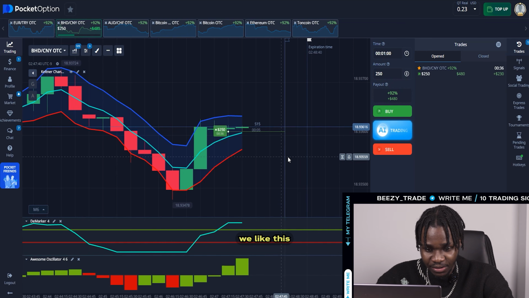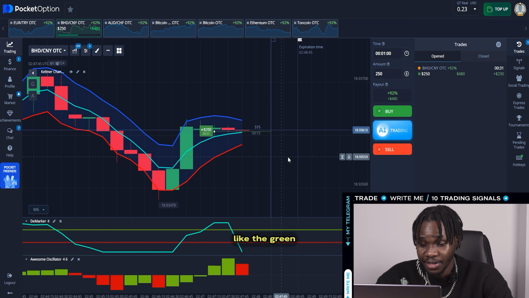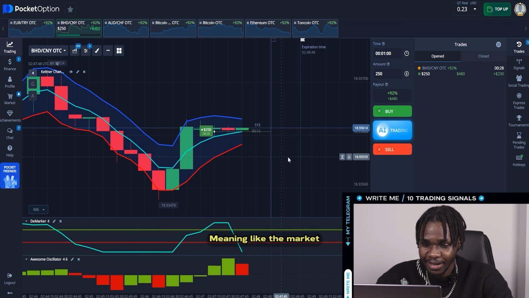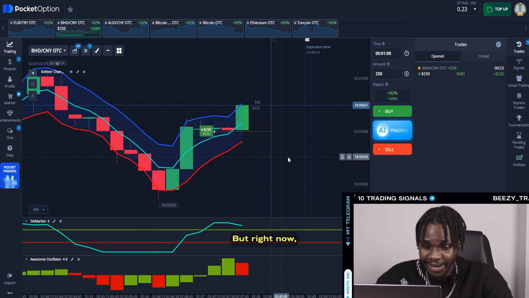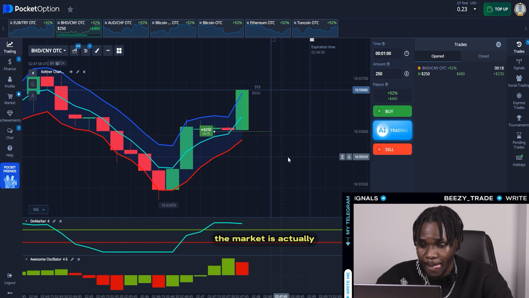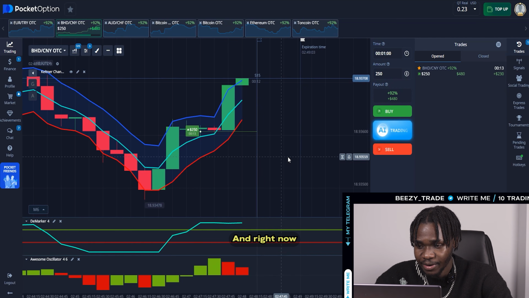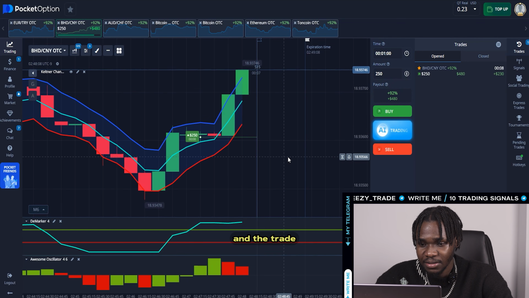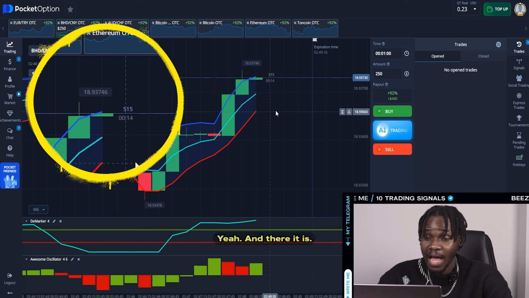As you can see, even this awesome oscillator shows the green candles are going up, meaning the market is going up. If the red is pointing down, meaning the market is going down. But right now, as you can see, they're going up, meaning the market is going up. That's why I had to place our trade on buy. And right now we just have to wait for some few seconds because it was 1 minute and the trade has already started. Just some few seconds remaining in order for us to almost double our profit here. And there it is.